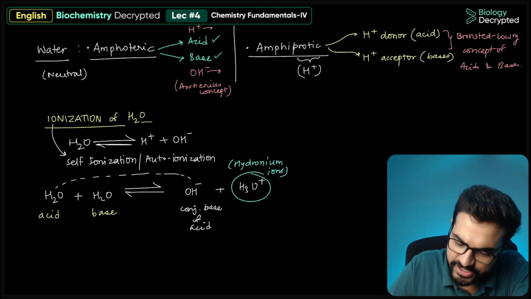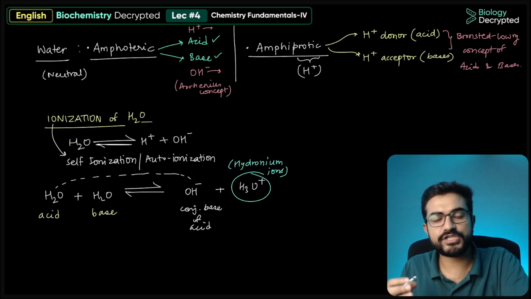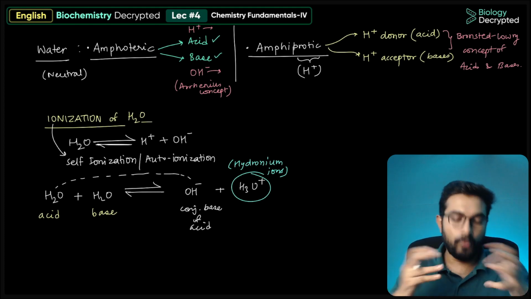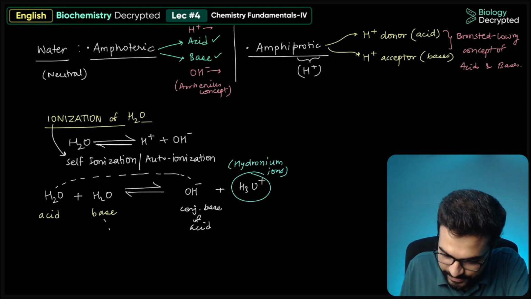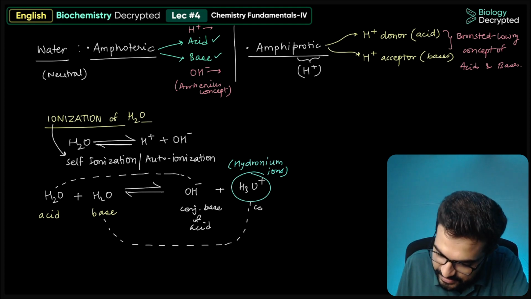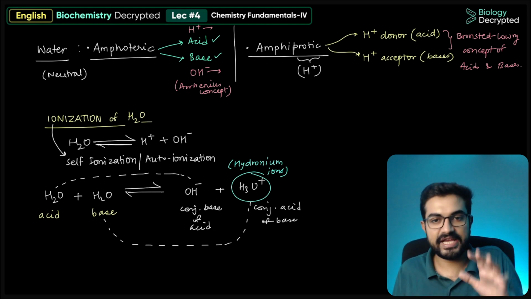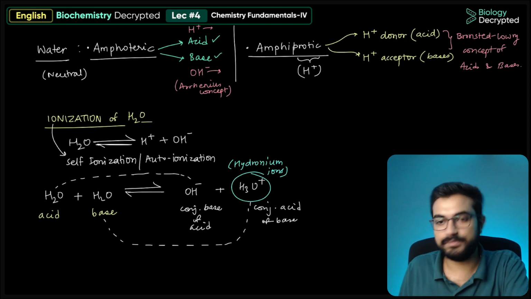As you know, H plus ions do not remain free, but these are H plus ions which are captured by a water molecule which acts as a base. So this is how H3O plus is the conjugate acid of the base. Every base will have a conjugate acid, every acid will have a conjugate base. It's as simple as that.